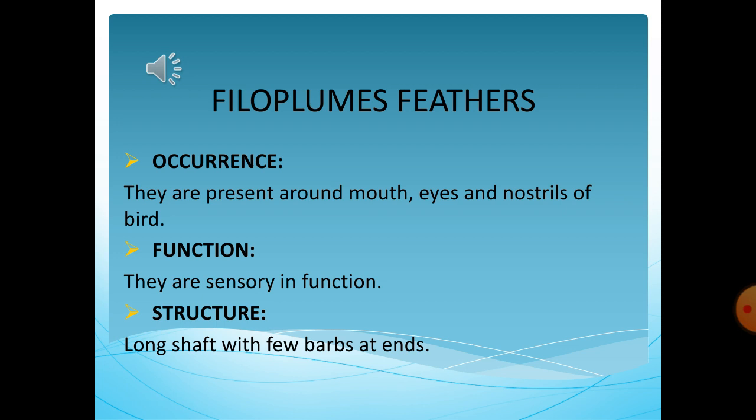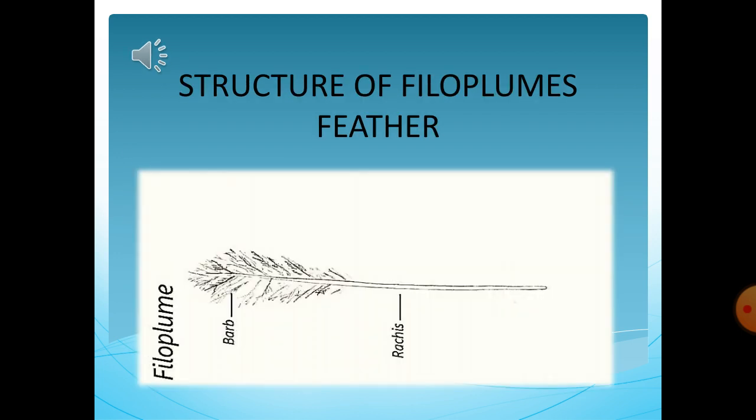Filoplume feathers. What is a filoplume feather, where does it occur, what is its function and what is its structure? In this slide, I am giving the whole answer to these questions. Filoplume feathers are present around the mouth, eye and nostril of birds because they are sensory in function. Structure of filoplume feathers: in this picture, you can easily see filoplume feathers have long shafts and only a few barbs at the end.